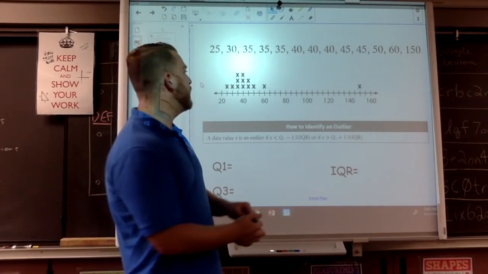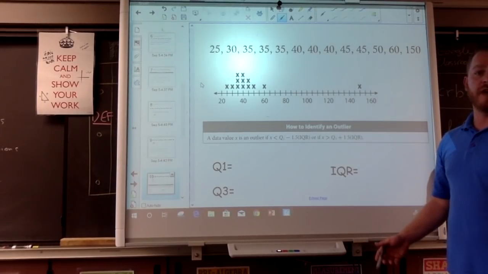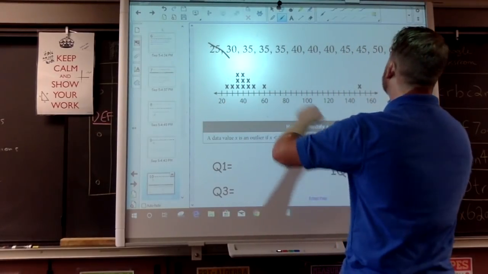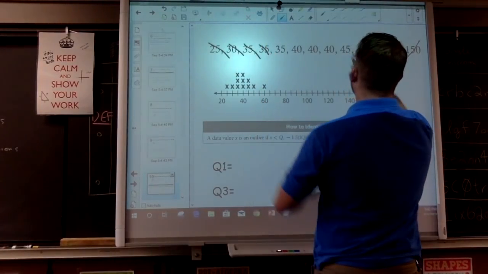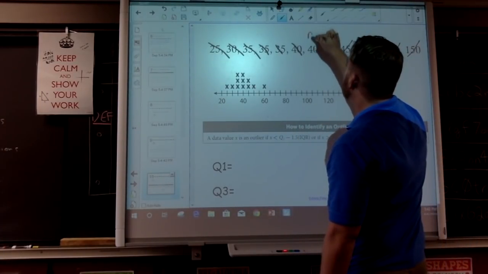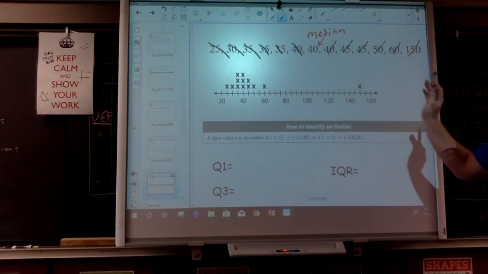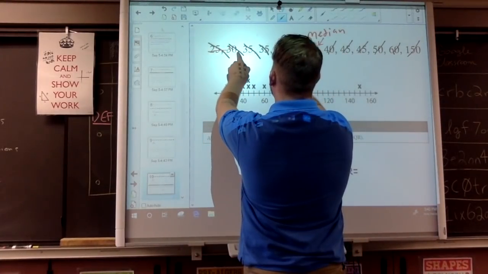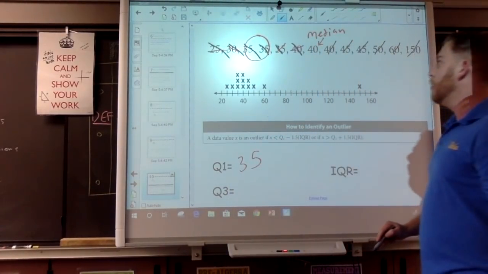Here's what that means. We're going to find what Q1 is first. In order to find what Q1 is, we have to first find the median of our data set. So we're going to cross off these numbers one by one. Awesome, which means our median is 40, and we're going to use that to find what Q1 is. So here we go. We have 1, 2, all right, well, Q1 is 35.